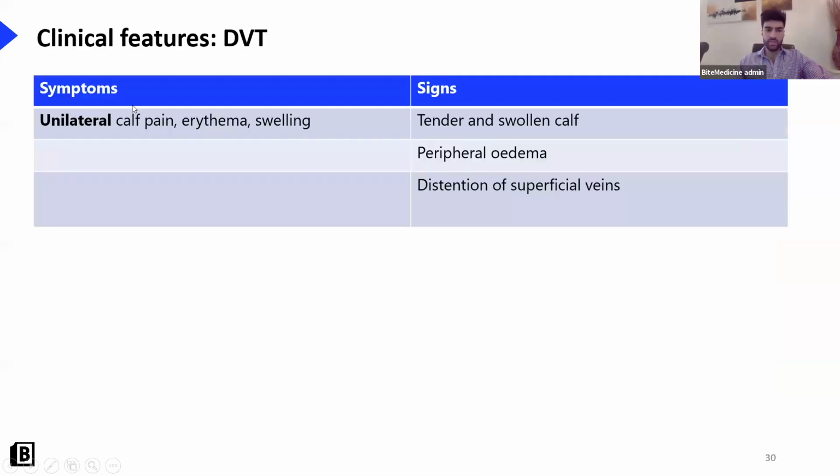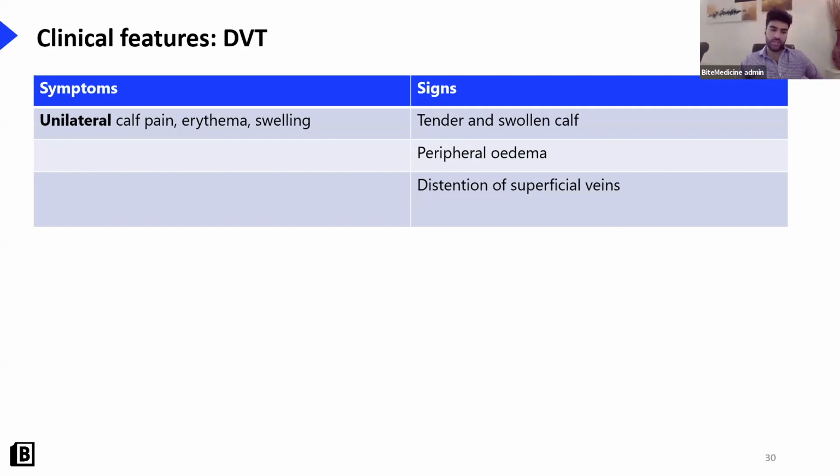How does it present? It presents with unilateral calf pain, erythema, swelling. There may be evidence of peripheral edema and distension of superficial veins. But the main finding is that you're going to have a swollen calf compared to the contralateral one, and it's going to be red, it's going to be painful, it's going to be quite tense when you press it, and that is your key finding. And as you can see, that's the swollen leg there.